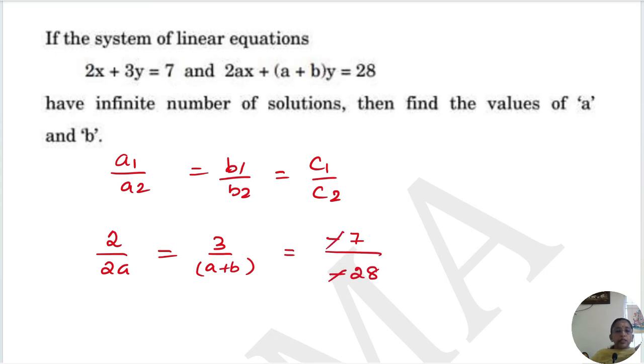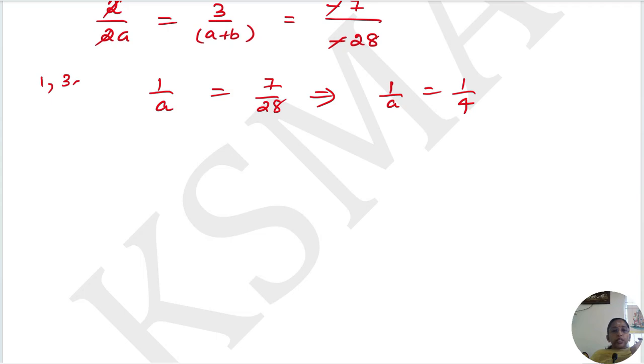So I can cancel these two, and here again you can cancel. So 1/a. Considering the first and third ratios, 1/a is equal to 7 divided by 28, so 1/a is equal to 1/4. So our a value is equal to 4.